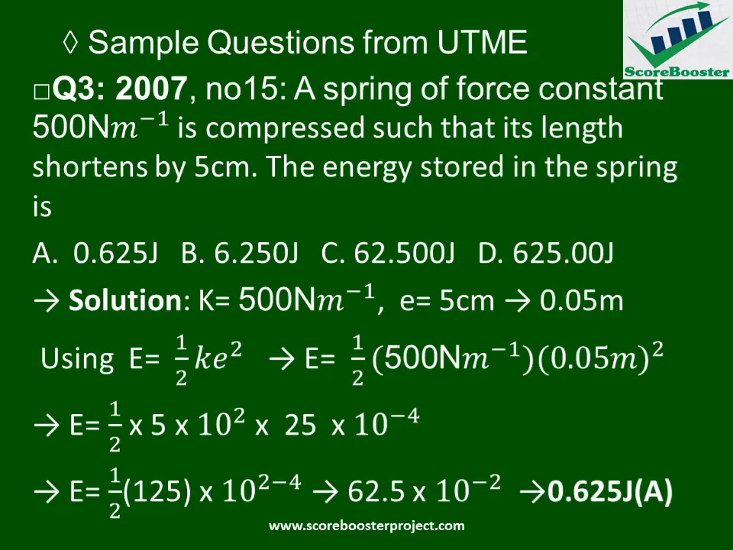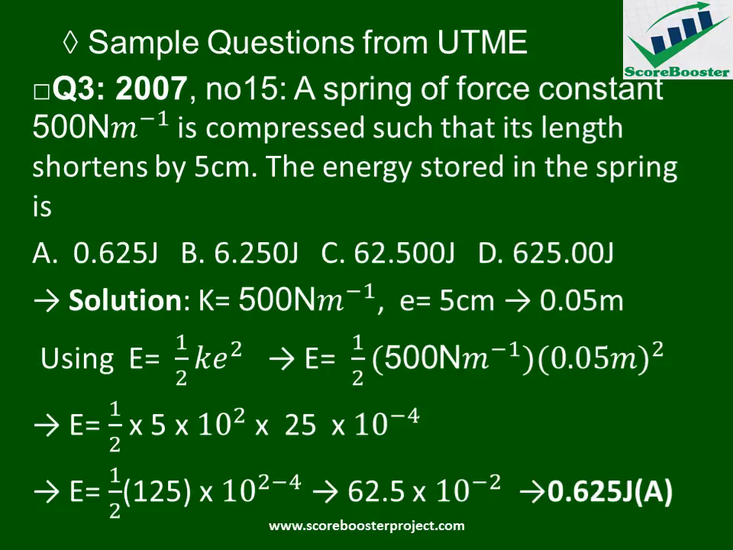We're given option A to be 0.625 joule, option B to be 6.250 joule, option C is 62.500 joule, while option D is 625.00 joule. Now on to solution.